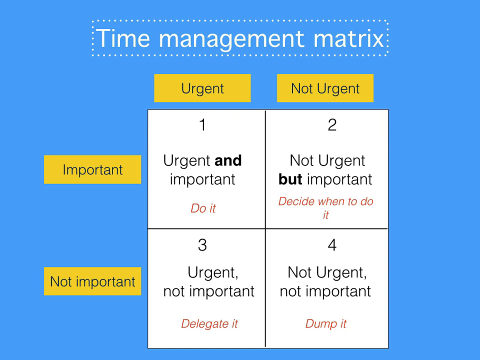The idea is to write out your priorities and then put them into their designated quadrant to decide what needs to be completed right away, what can be left till a later stage, and what can be left out completely. Let's take a closer look at each quadrant.